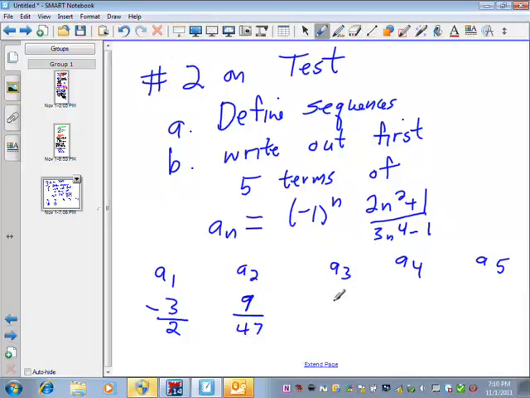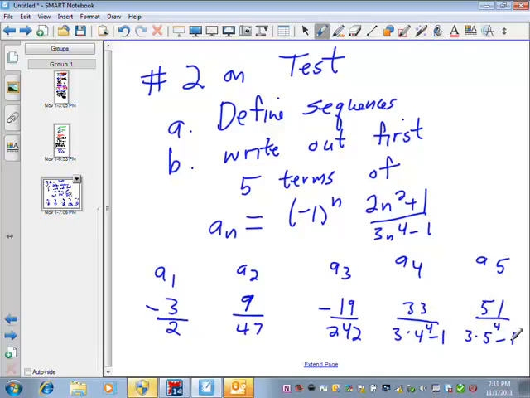Okay. And then 3? Negative 19 over 242. Yeah, 242. And then we'll just leave it. Right, so 4, what is this? With 4? 33 over 3 times 4 to the 4th. 767. Feel free to write that if you like. 51 over... 4 to the 4th is 256. It is. 5 to the 4th minus 1. And I need to change the sign, right? That's negative 1.